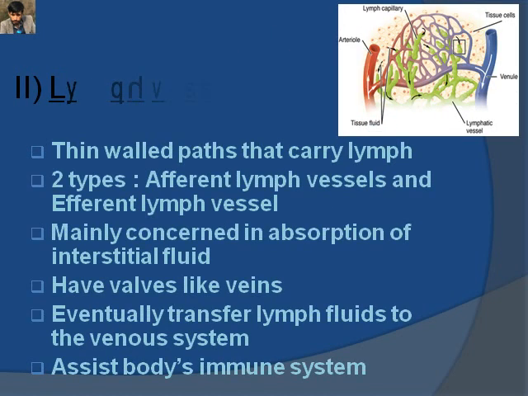Lymph vessels are the small paths that carry lymph through it. There are two types of lymph vessels: afferent lymph vessels that take unfiltered lymph to the lymph node, and efferent lymph vessels that take filtered lymph out of the lymph node. Lymph vessels are linked to the venous system.